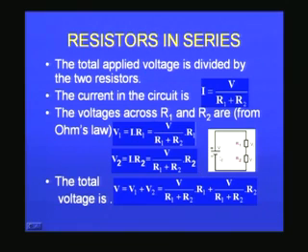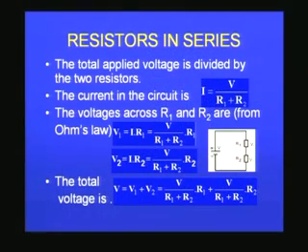We understand that when I connect two resistors in series, they divide the total voltage V. In this case, the total voltage is divided as V1 and V2, where V1 is proportional to R1 because it is I into R1, and V2 is proportional to R2 because it is again I into R2, where I is a constant current which flows through both the resistors, and therefore, you can see the series resistors divide voltage. That is what we want to understand from this.